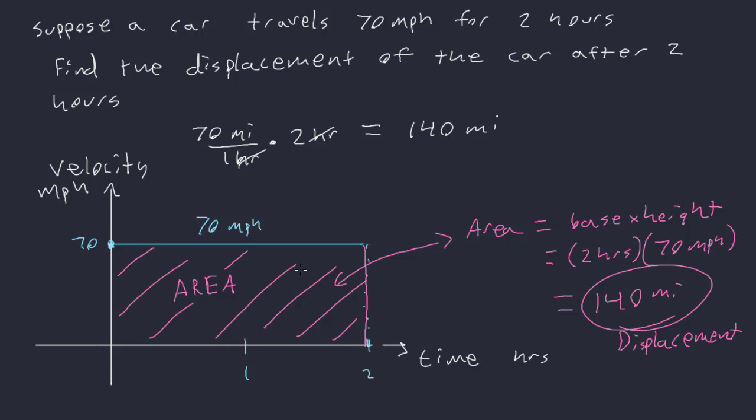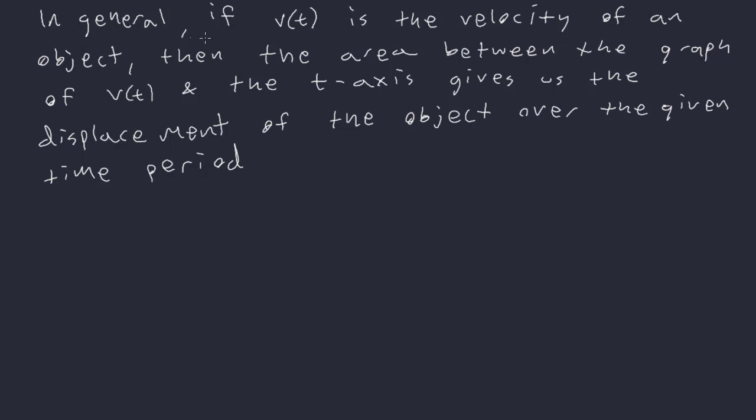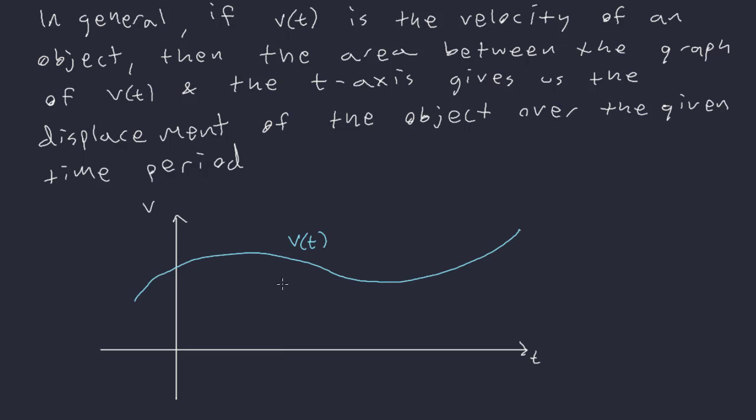Which is kind of an interesting result, that it's actually the area that the graph of the velocity makes that corresponds with the displacement of the object in question. So in general, if v of t is the velocity of an object, then the area between the graph of v of t and the t-axis gives us the displacement of the object over the given time period.